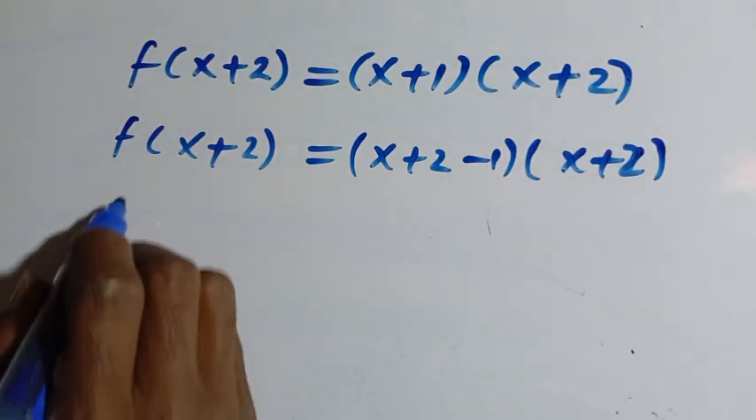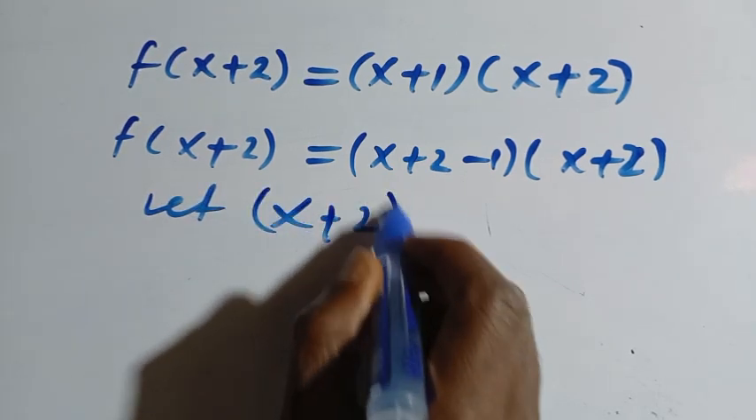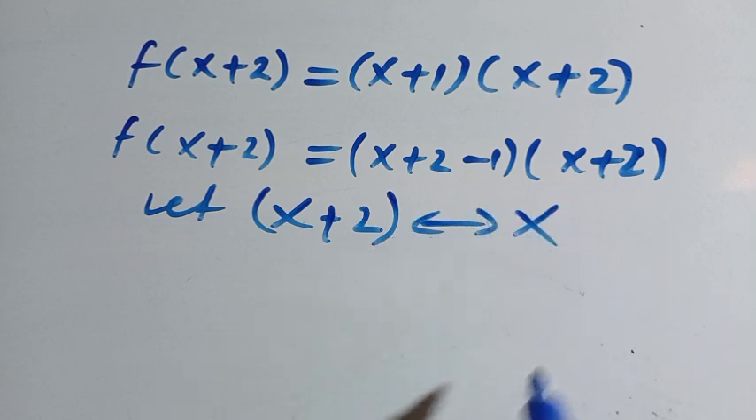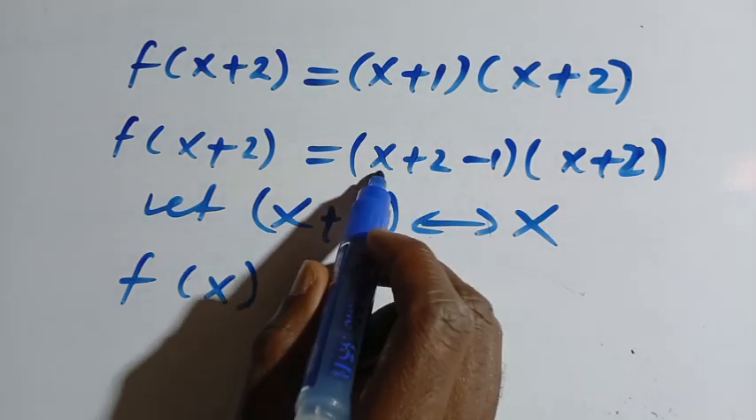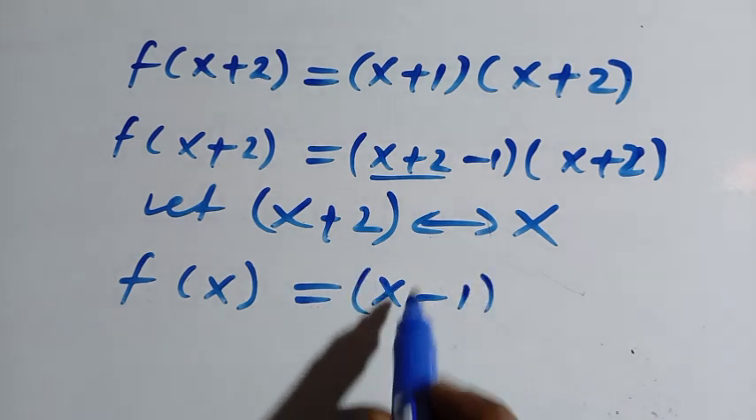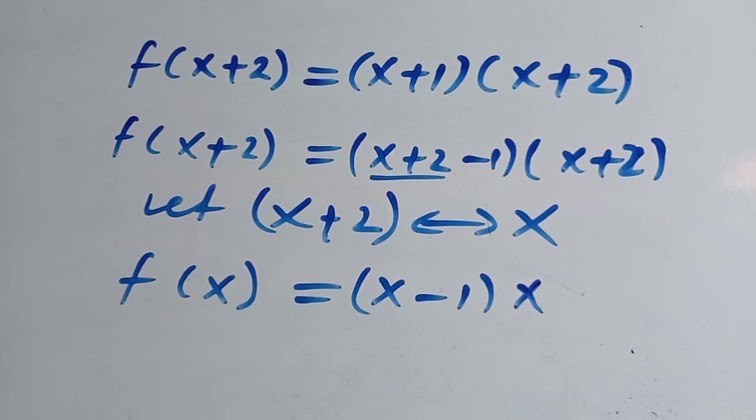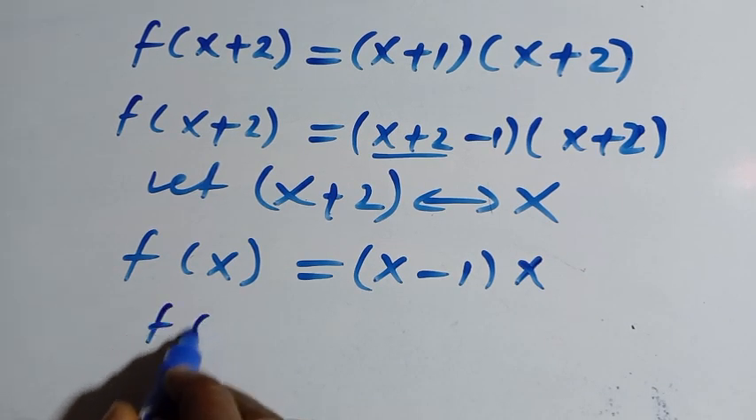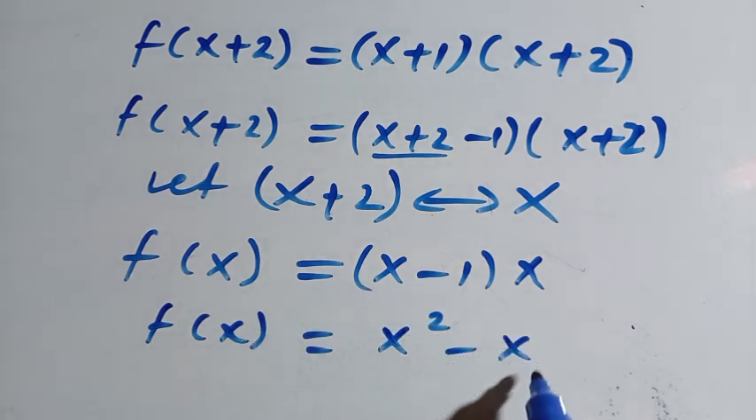After having this, let's try to replace. Suppose I let our x plus 2, if I replace this one with x, here we have f of x equals, instead of this x plus 2, we have to replace it with x. And here gives us minus 1. So here becomes x minus 1, multiplied by x. Then we have f of x equals, when we multiply this out, x squared minus x. That is, our f of x is given as x squared minus x.